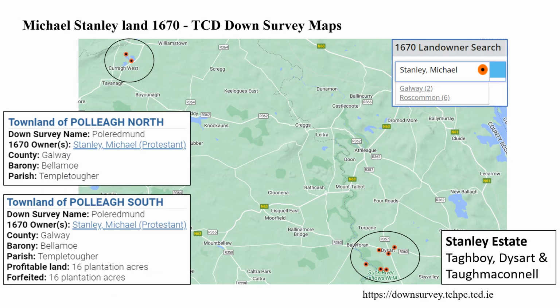Focus on each of these estates in turn. So where in particular was he given land in Pole Redmond? Well, Trinity College Dublin undertook a scheme a few years ago to map all the data in a down survey, which is an incredibly useful tool for this type of research. In particular, they identify the townlands of Palia North and Palia South as those lands granted to Michael Stanley.